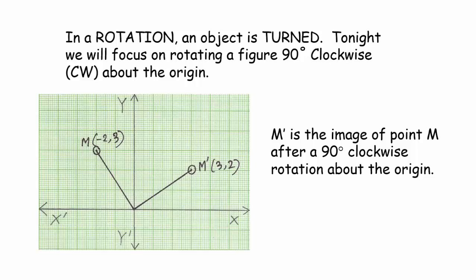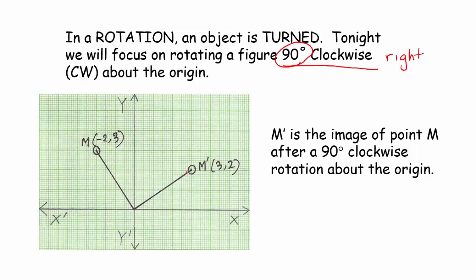Well, that's a lot to take in one night. So let's take a look and break down this saying. First of all, it says 90 degrees clockwise. Well, you already know that clockwise means to move to the right. But what does the 90 degrees mean? Well, let's take a look at this diagram down here, our coordinate plane with points M and M prime. Notice M is here at -2, 3, and its image, M prime, after a rotation of 90 degrees clockwise about the origin, is 3, 2.